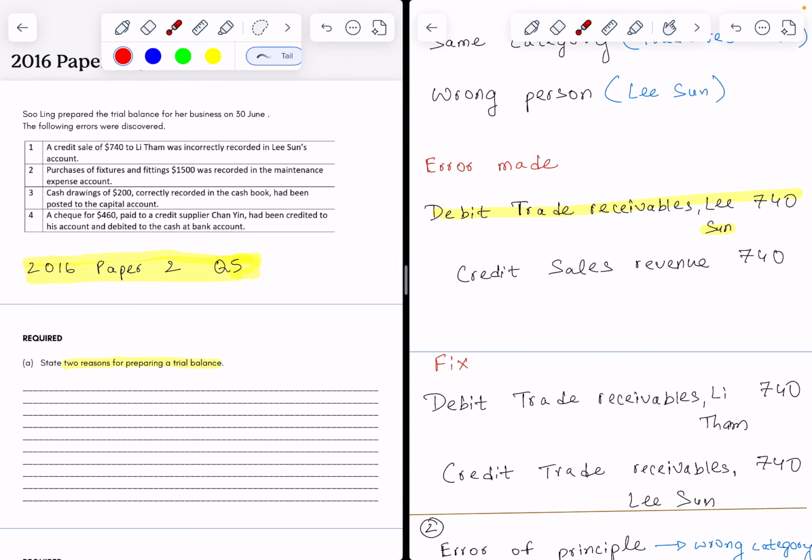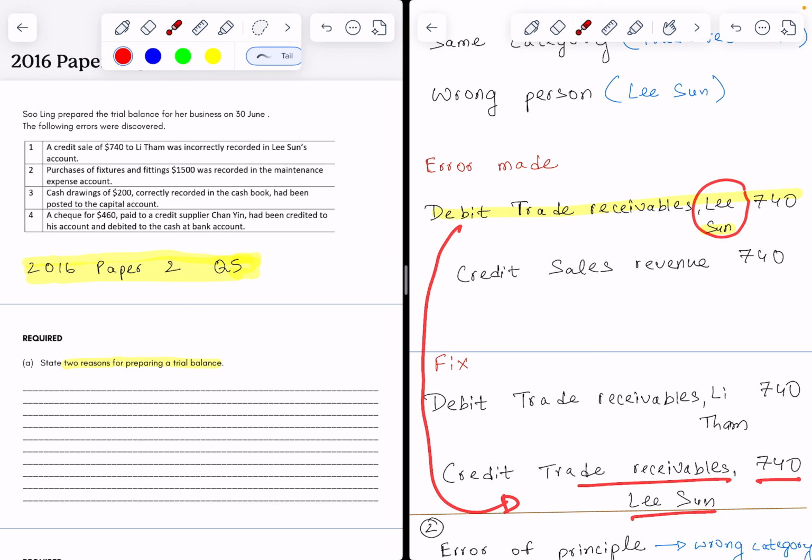Okay? Now, how do we fix this? To fix this, we need to reduce what we have recorded in the account of Lee Sun. So initially, we recorded $740 in the account of Lee Sun as if Lee Sun is our asset and our assets are increasing, and when assets increase, we debit them. Now that we have to remove this $740 of assets entirely, our assets now have to reflect a reduction, specifically in the account of Lee Sun. So when Lee Sun's account is going down in value, assets are going down in value, and therefore we have to credit the account for Lee Sun, trade receivables Lee Sun, by $740, which is the correction that we will do.